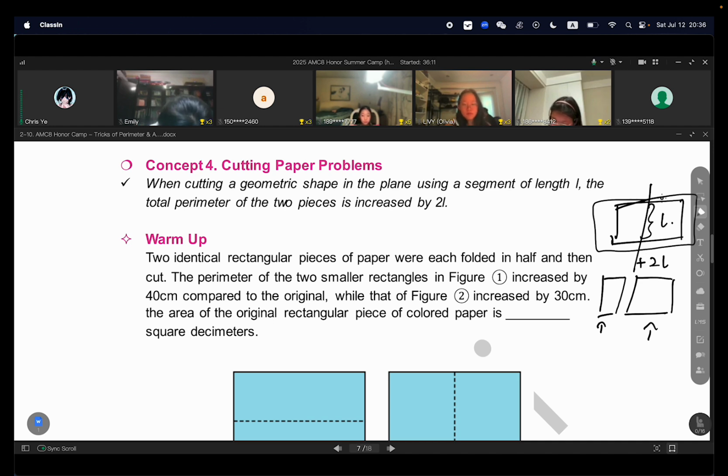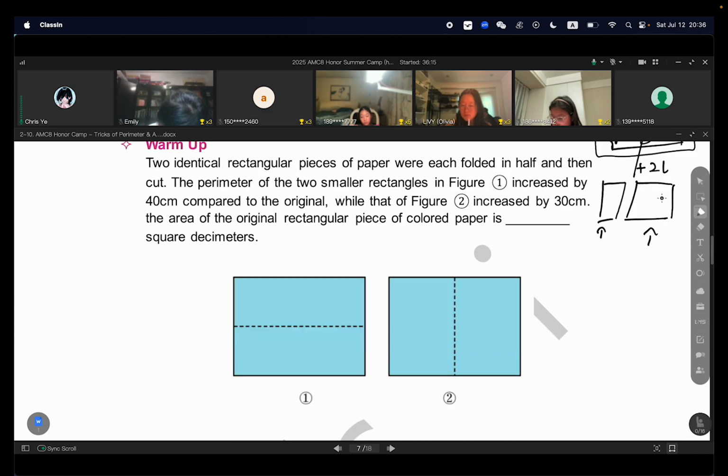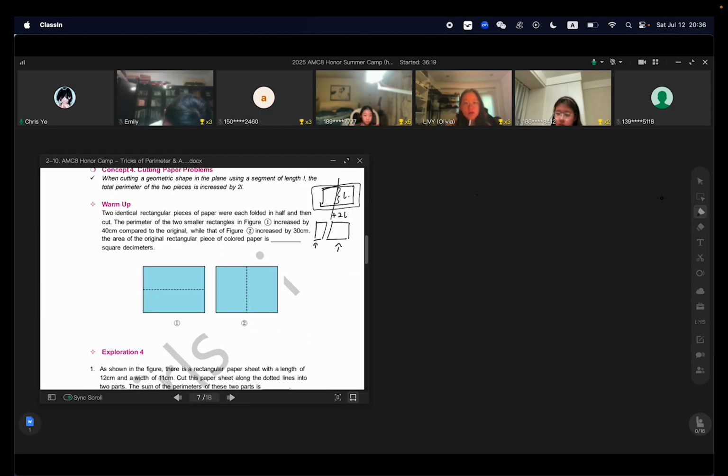I'll explain that a bit more later when we have example problems, but it is also quite a simple concept. We're going to do a quick warm-up just so I know what you guys know, and I'll set a sketchboard.